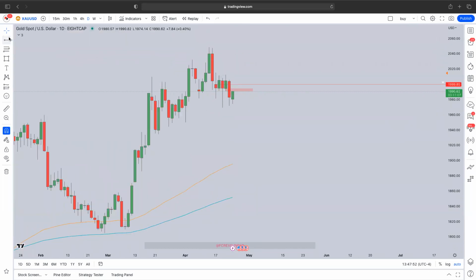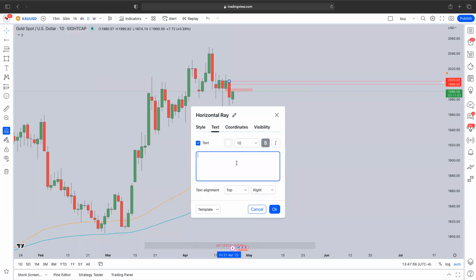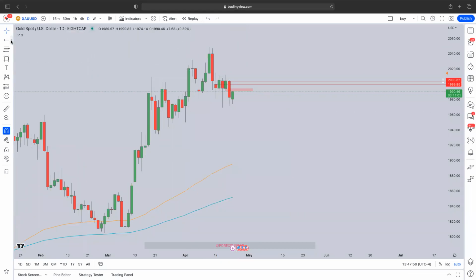And then we have a daily level here. And we have a daily level a little bit higher.